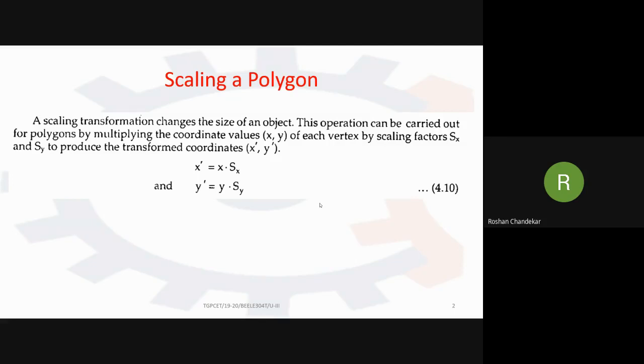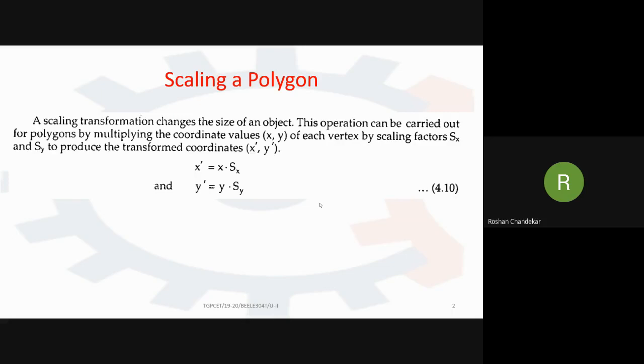It is nothing but changing the size of the object. Now we have the coordinate values of our polygon. If our polygon has 3 edges, A, B, C, then there are 3 vertices. So we have to multiply the coordinates by the scaling factors Sx and Sy. By multiplying with the vertices, we produce new transformed coordinates, that is the scaling of that particular polygon.